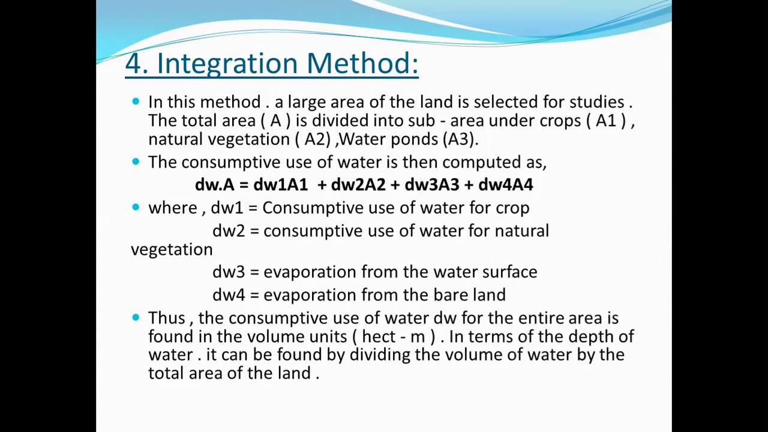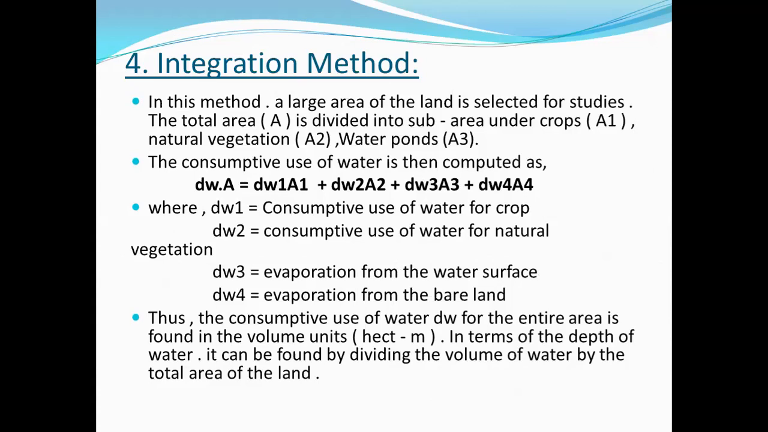Thus the consumptive use of water dW for the entire area is found as a volume. The unit is hectare-meter. In terms of depth of water, it can be found by dividing the volume of water by the total area of land.